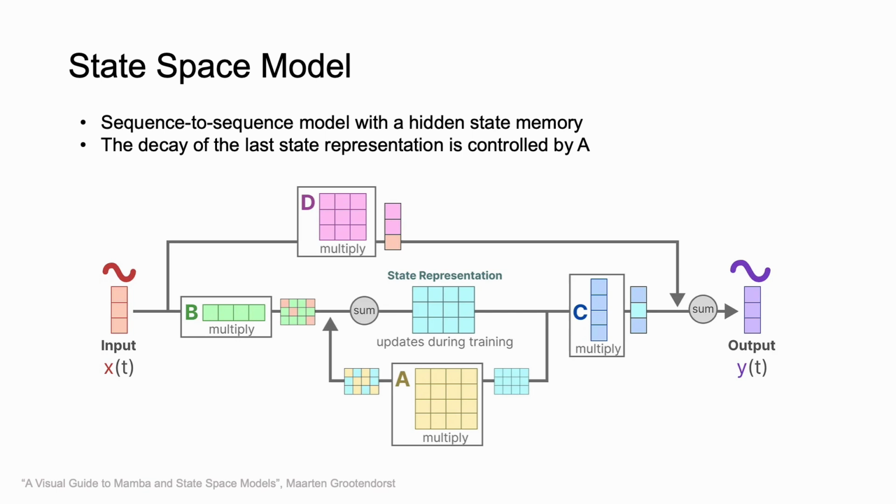Mamba originated from the state space model. As you can see in this figure, the state space model is a sequence-to-sequence model with a hidden state memory. We update the hidden state memory with the projected input sequence and its decayed last state, which is controlled by matrix B and matrix A respectively. The hidden state memory is projected to produce the output sequence, which is controlled by matrix C.